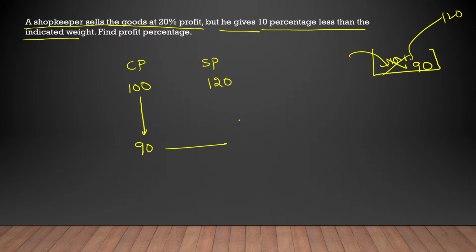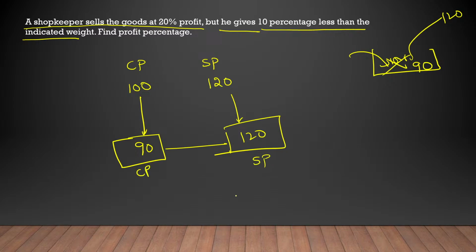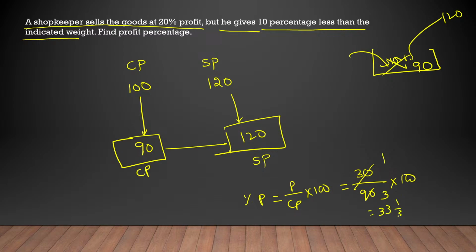But you don't know that one. That's why you are going to pay me 120. So I am buying the items for only 90 rupees, but you are paying 120 rupees for the same item. So this will become my final CP and this will become my final SP. So my profit percentage is going to be profit by CP into 100. So our profit is 30 rupees when the CP is 90, into 100. That will be equal to 1 by 3 into 100, which is 33 1 by 3% or 33.33%.